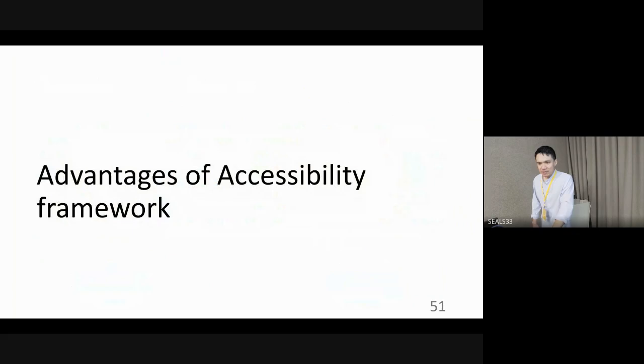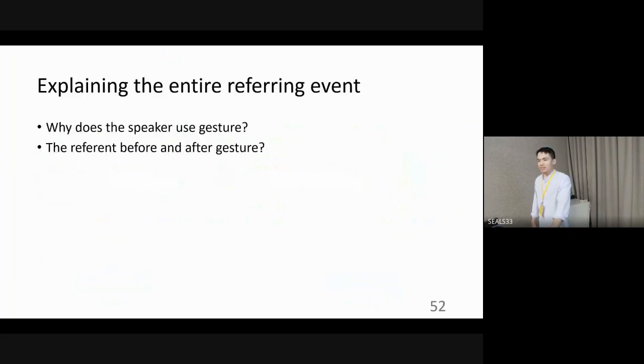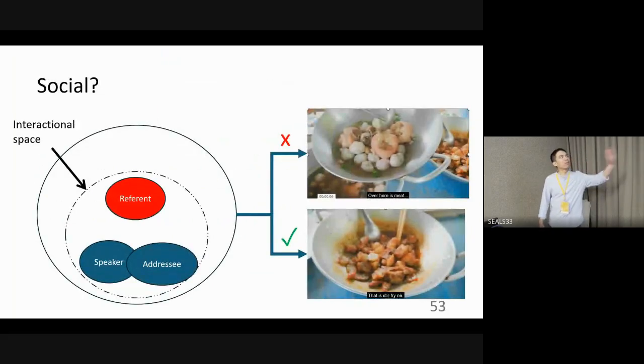So the advantage of this accessibility framework is that it helps us describe the entire referring event. Why speakers use gestures, basically. What does the referent look like before and after the gestures? When we look at previous approaches like social, right? Well, it works very well with explaining why we see proximal being used at one particular point in the entire referring activity, but it does not necessarily capture what happens in the beginning, or what the speaker did throughout this entire referring event, like shifting the camera. Why do we even do that, right?